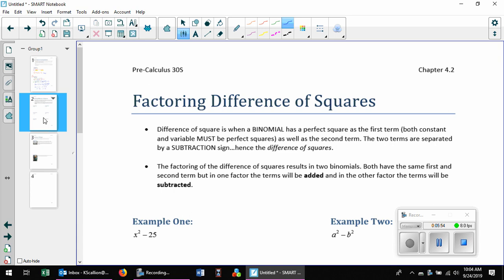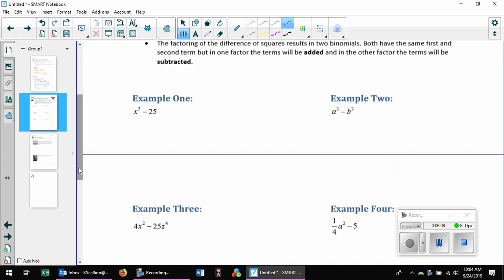Okay, so difference of squares. Nobody likes this one, but it's the easiest one to do. You can do complex factoring with it, no problem at all. You've got to write it with a middle term. So if I want to do complex factoring with it, I have to write x squared plus 0x minus 25. What are the factors of negative 25 that add up to 0? Negative 5 and positive 5. So I get x squared plus 5x minus 5x minus 25.